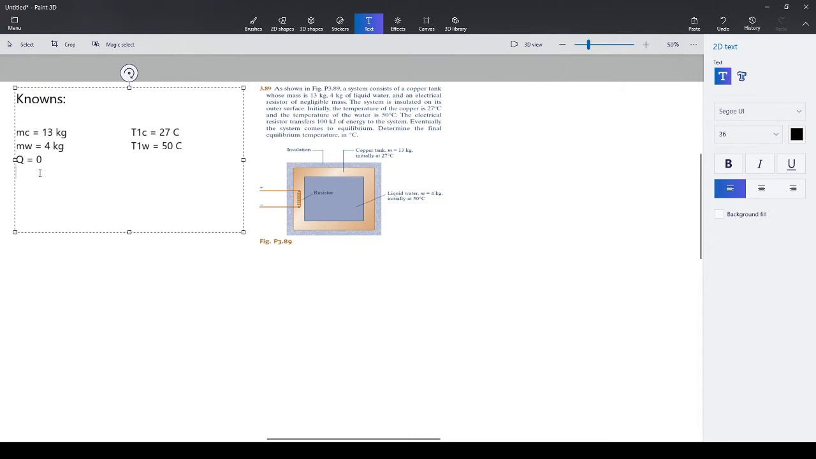And then it says the electrical resistor. So I'll move this one down here. So then we have the electrical resistor transfers 100 kilojoules of energy to the system. So how will we denote what the resistor is doing? What is the resistor doing exactly? Is it work? Is it heat? We got Q in.